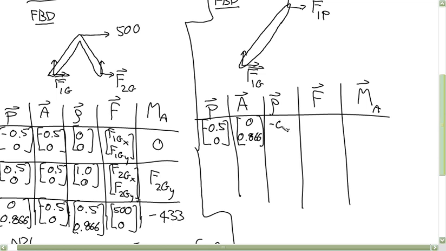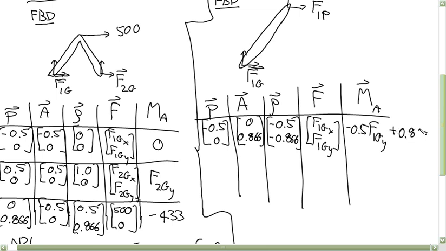So our row vector is negative 0.5, negative 0.866. The force vector is F1G X, F1G Y. And so the moment is negative 0.5 F1G Y plus 0.866 F1G X.